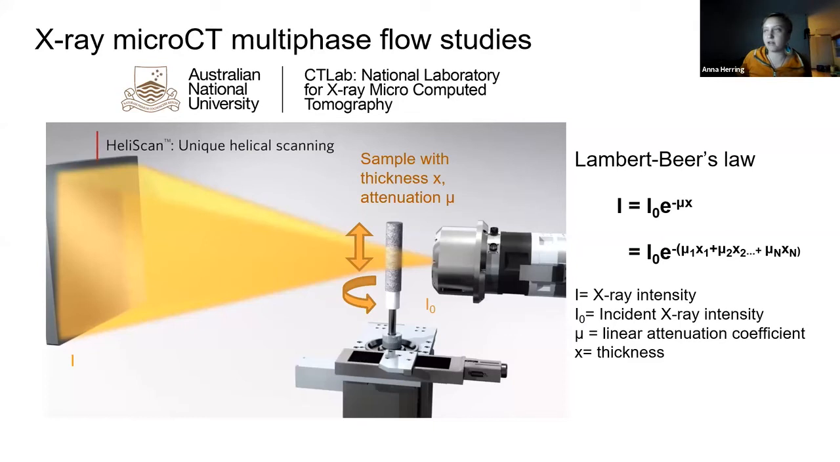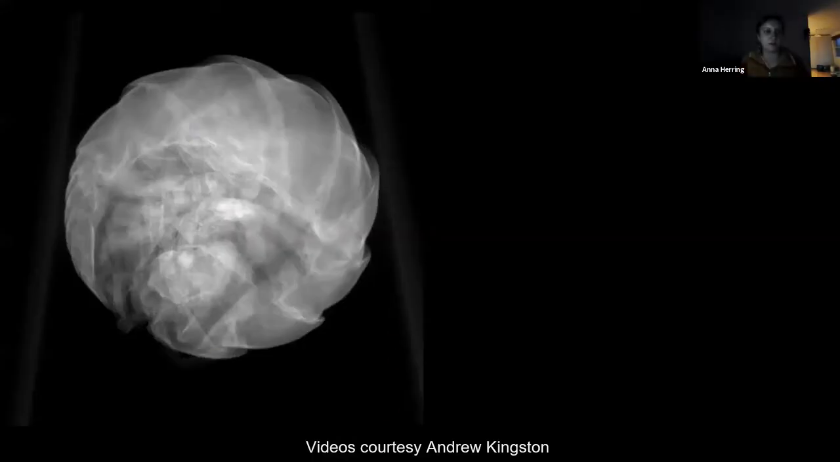Here's just a schematic of how the experiments are set up. Basically, we have a sample on a sample stage. We rotate that sample while also translating it vertically. And as we're doing that, we acquire thousands of radiographs on a helical acquisition trajectory. This allows us to get scans of quite tall samples and get good measurements of X-ray attenuation throughout the entirety of the sample. And then because we have these X-ray attenuation measurements from all angles, we can reconstruct the 3D distribution of X-ray attenuation at every point inside the sample. And then from that, we can determine the material distribution at every point inside the sample.